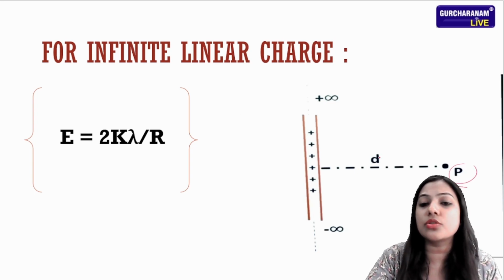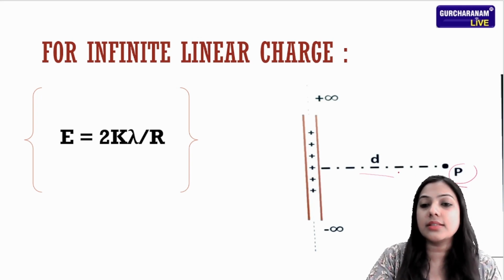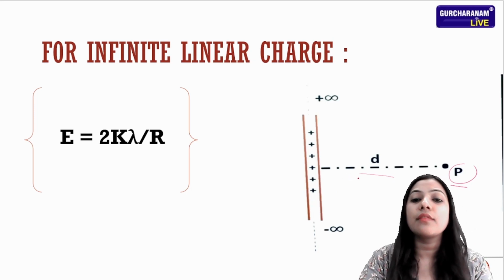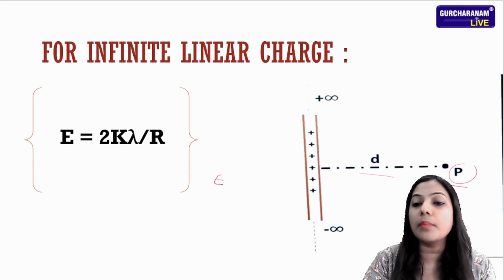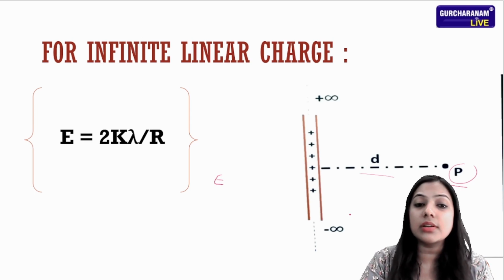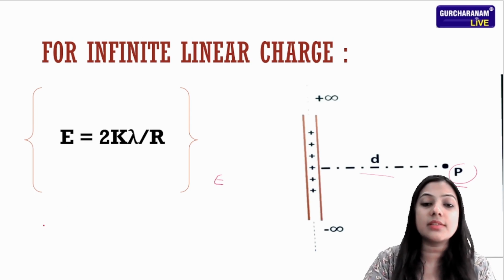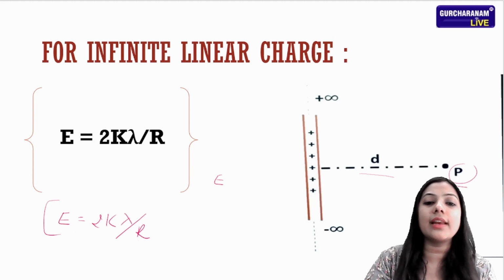There is a point P which is situated at distance d from this rod, which extends from minus infinity to plus infinity. We have to find the electric field due to this rod at point P. So what is the formula for infinite linear charge? You have to learn the formula, which is E equals 2k lambda upon r.